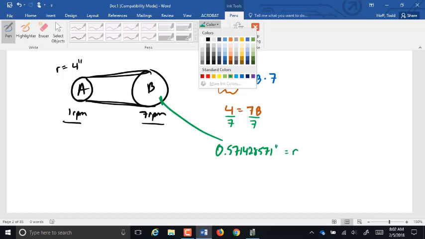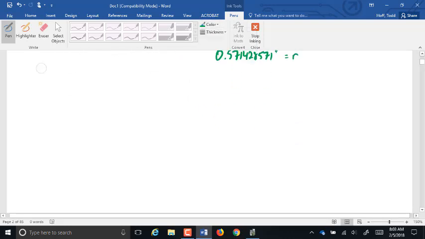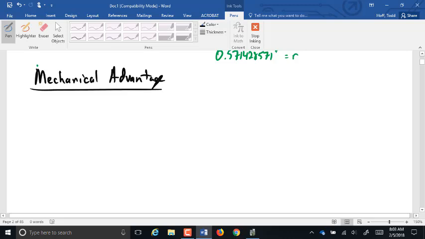So some things we haven't talked about yet. Mechanical advantage. One of the biggest things in mechanical physics is mechanical advantage. Most of the tools we use are designed for some sort of mechanical advantage. A hammer.